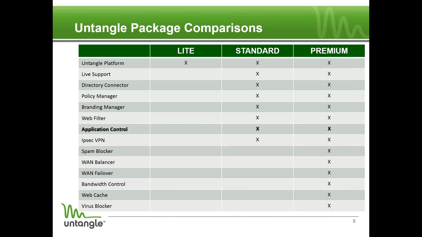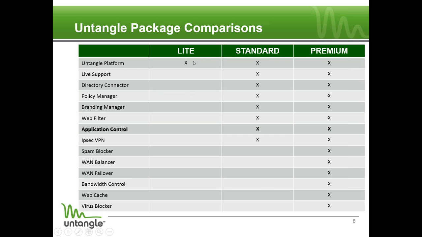As far as the comparison of the Untangle platform, we have some information available on our website, but a lot of our light package features are free. You can use those forever. And then if you need additional assistance, you can see that we have the standard package and the premium package, and we have different features included. We'll be talking today about the directory connector and the policy manager. And the captive portal is actually found in the light package.